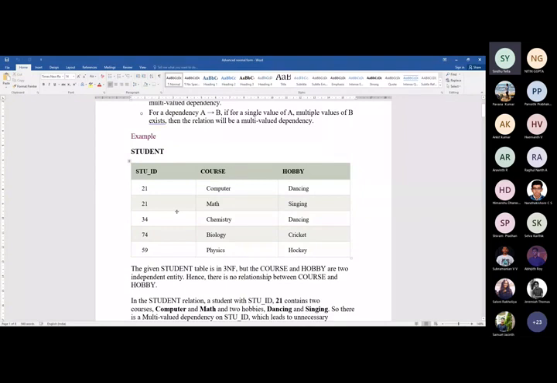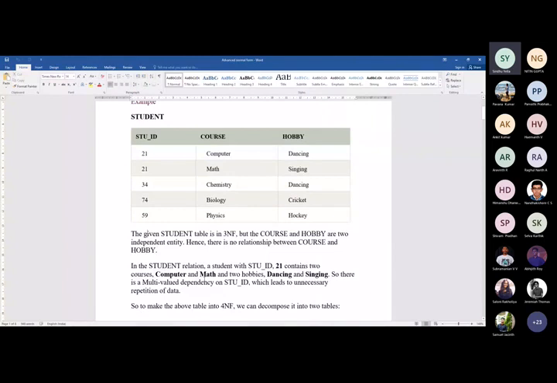So for example, what are the other additional records that can be generated for student ID 21? 21 computer singing, right? Due to multi-value dependency, some more records will also be generated. Similarly, 21 maths dancing. It's a valid record, right? So additional records are generated.